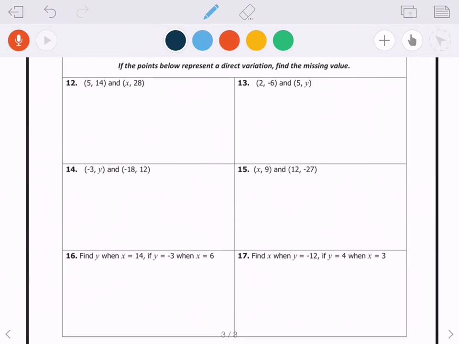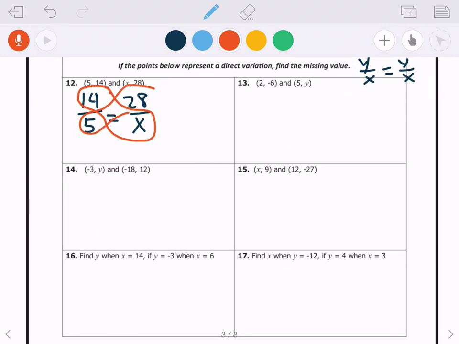We're going to set up a proportion. When we were trying to find k, we did y over x. So when I set up this proportion, I'm going to do y over x equals y over x. In this case with number 12, I'm going to have 14 over 5 equals 28 over x. With proportions, again, we need to cross multiply. I know some of you have learned the little butterfly method, it's called. That's just cross multiplication. So 14 times x is 14x. 28 times 5 is going to be 140.